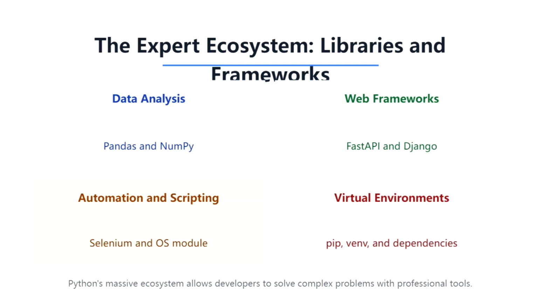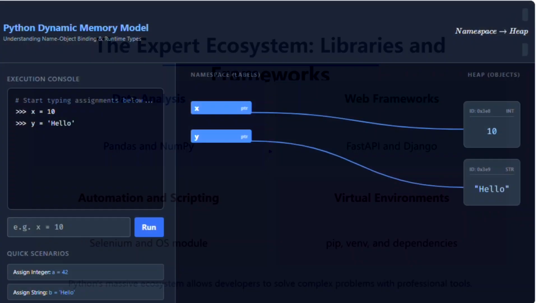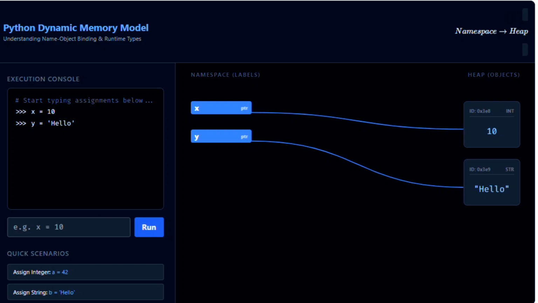Looking at these different paths, I'm curious about your perspective on which area has the biggest impact on the software we use every day.